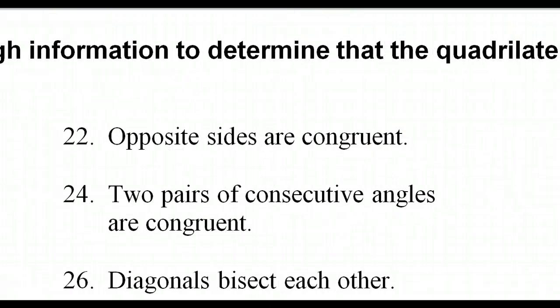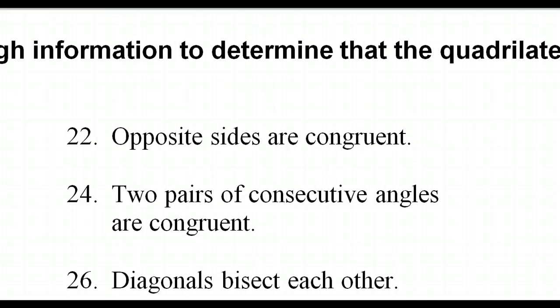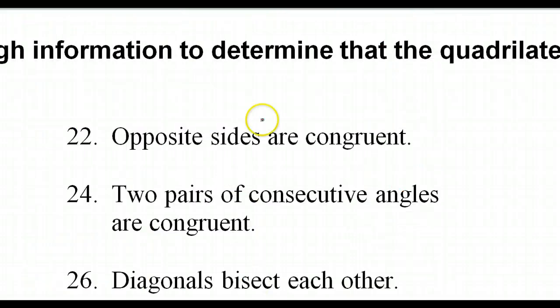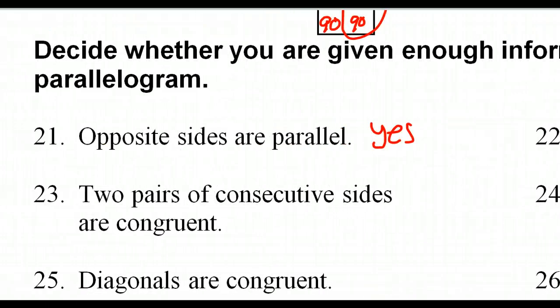Okay, number 22, opposite sides are congruent. Sure, both pairs of opposite sides are congruent. That's one of the ways to prove that it's a parallelogram. So that's a yes.